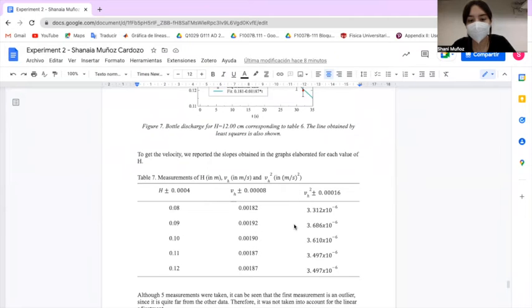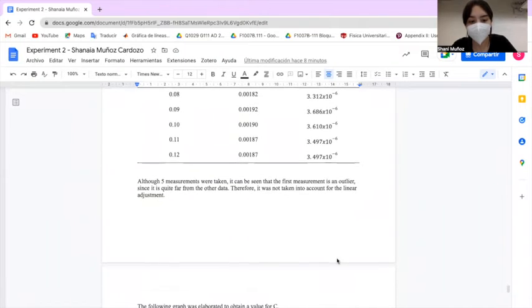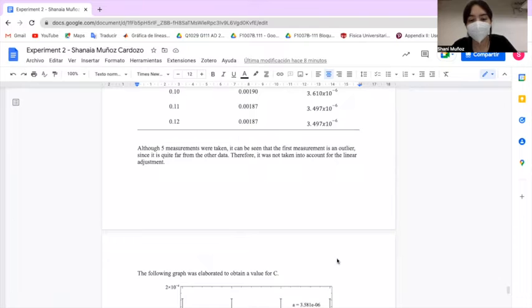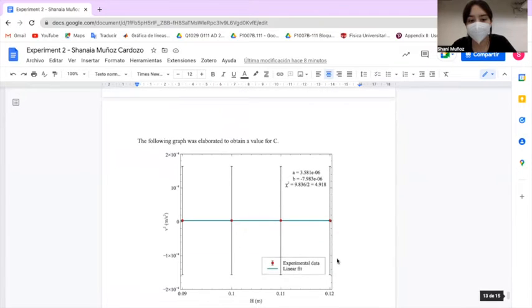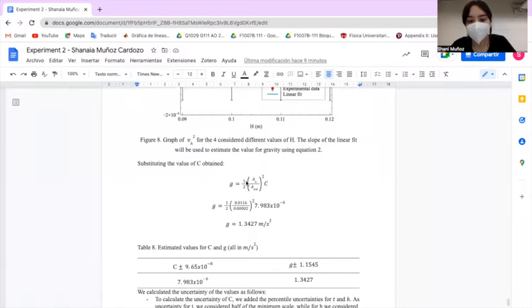To get the velocity, we reported the slopes obtained in the graphs elaborated for each value of h, obtaining the following table. Although 5 measurements were taken, it can be seen that the first measurement is an outlier, since it is quite far from the other data. Therefore, it was not taken into account for the linear adjustment. To obtain a value for C, the following graph was elaborated, and we took the value obtained from the slope. Substituting this value in equation 1, we get an estimated value for gravity of 1.3427 meters per second squared.